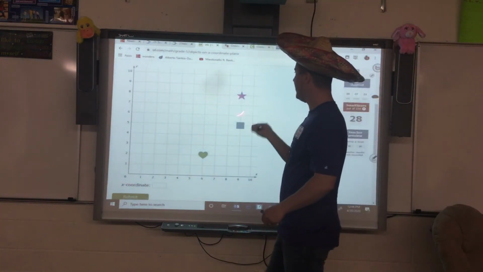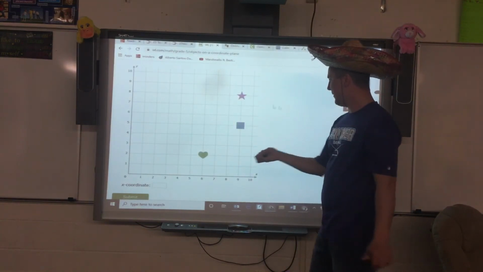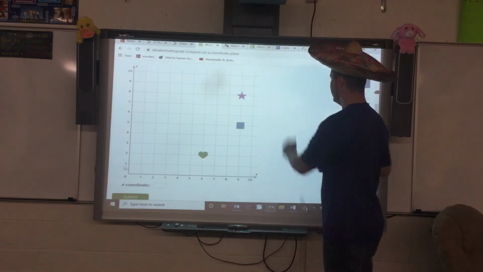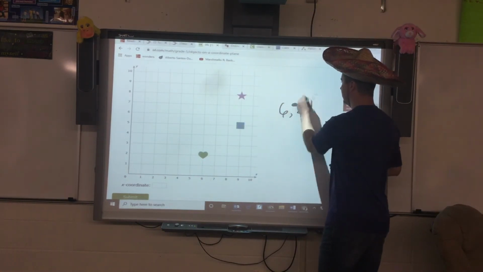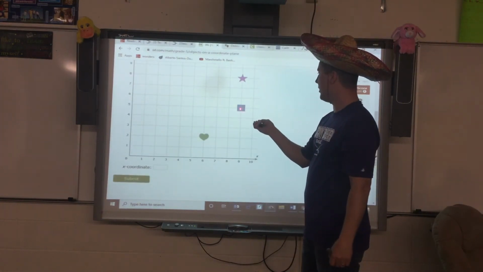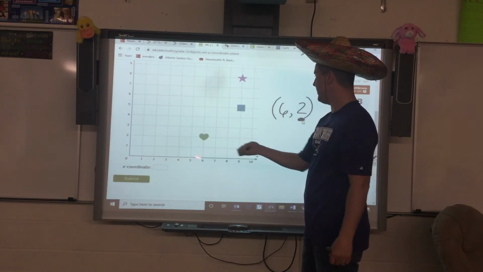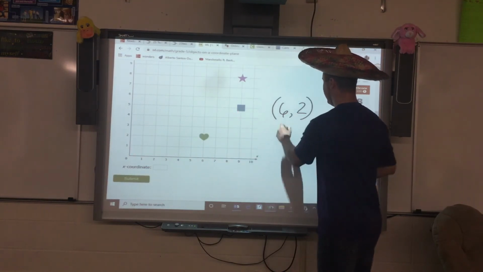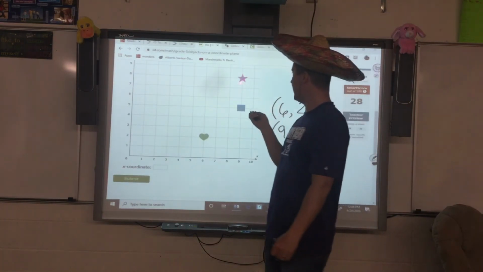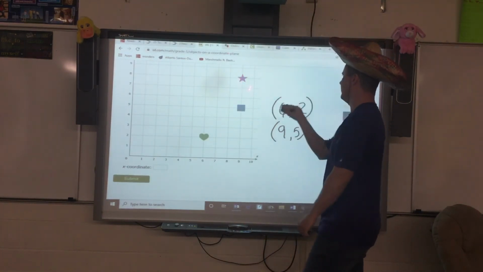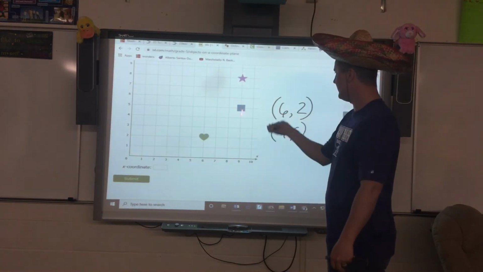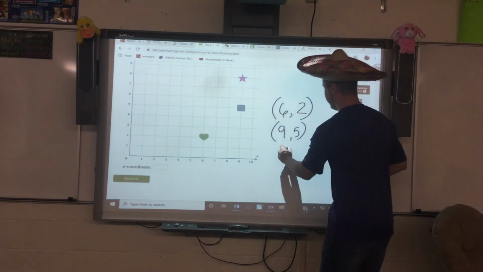Okay, for these up here, I have 3 shapes. If I'm going with this heart over here, remember I started at origin, go over 6, up 2. 6, 2. If I'm going with the square, start at my origin, 9, 5. And if I'm going with this star, I go over 9. It's on the same one as this. Over 9, up 8.